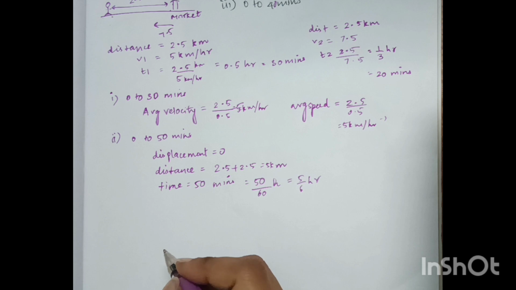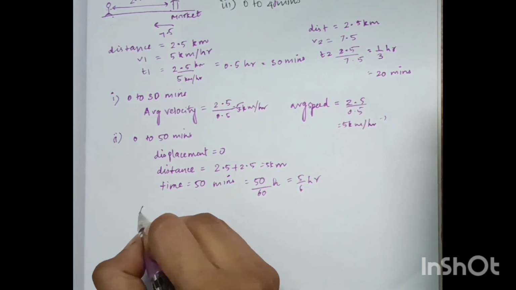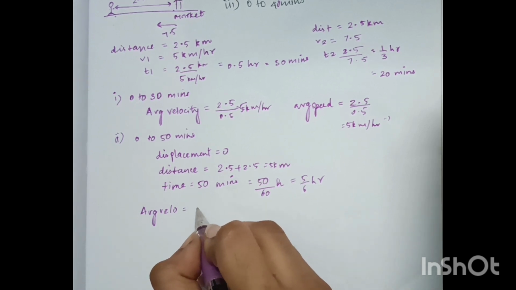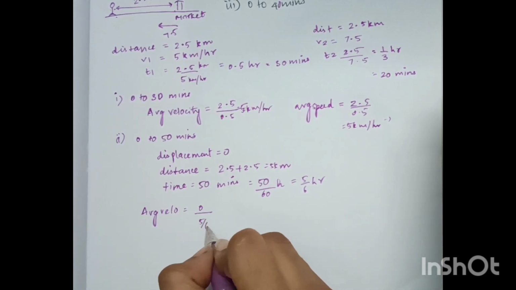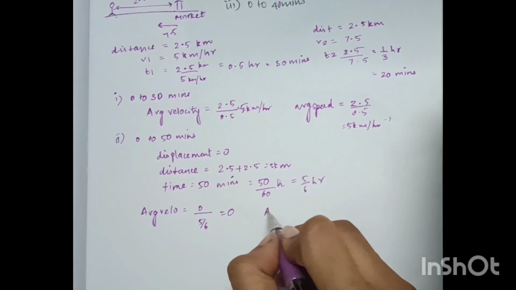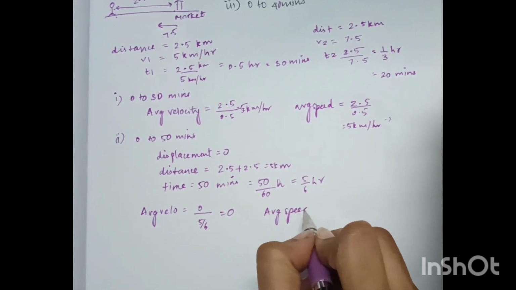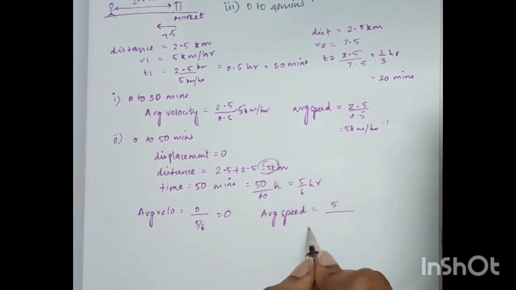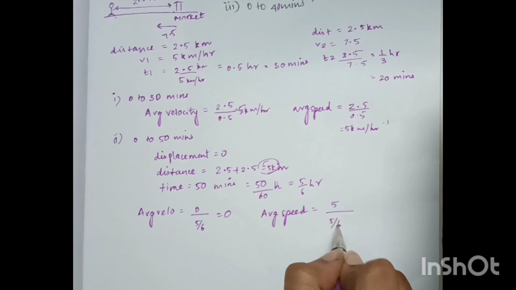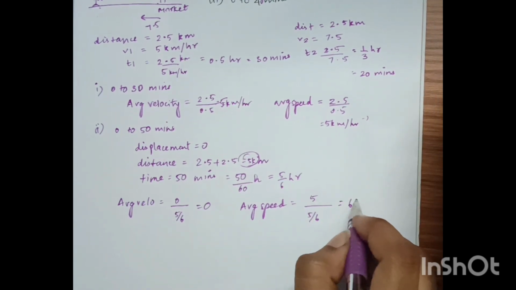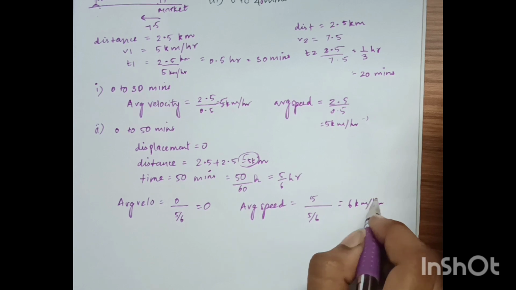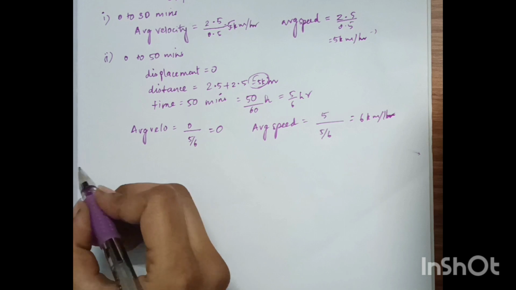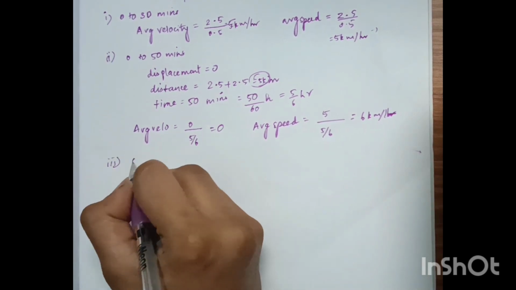Okay, now let us find the average velocity and average speed. Average velocity is displacement by time. Displacement is 0, by time is 5 by 6. So it is 0 only. Average speed is total distance 5 kilometers by total time 5 by 6. That is equal to 6 km per hour. So this is the average speed. Let us see for the last question, 0 to 40 minutes.